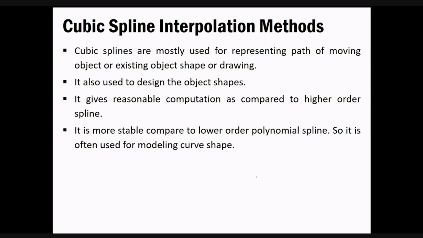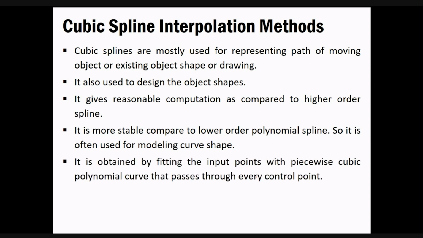Something would be giving you better accuracy, something would be occupying less space, and similarly this is saying that it is more stable. How it is stable, we will see. Okay, so it is obtained by fitting the input points with a piecewise cubic polynomial curve that passes through every control point.